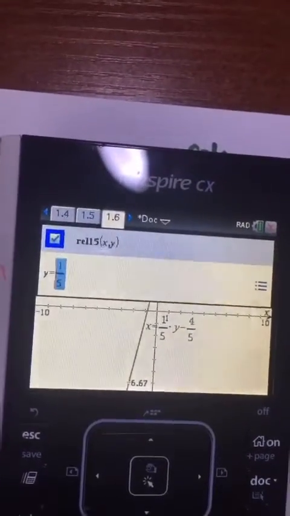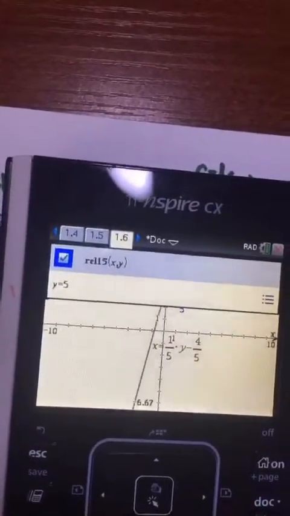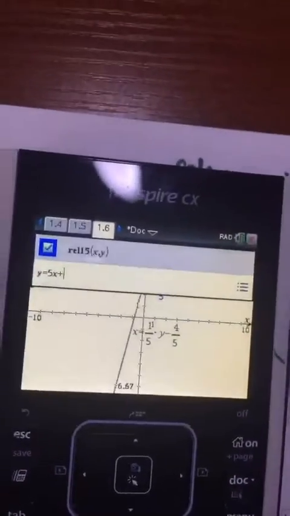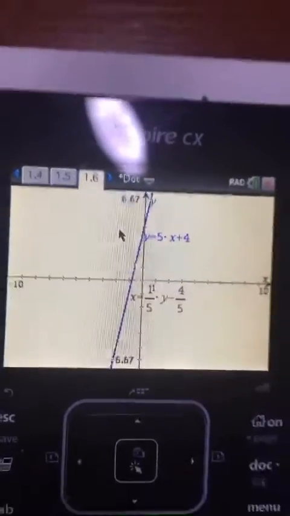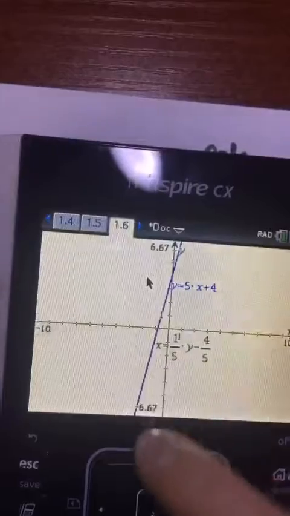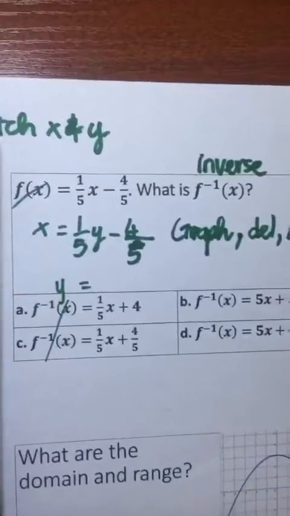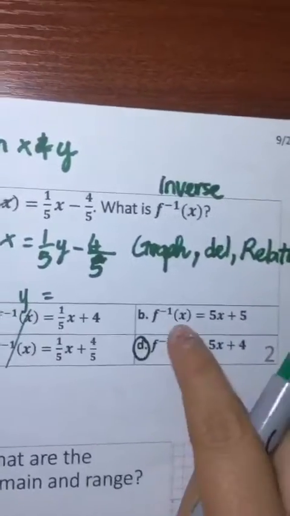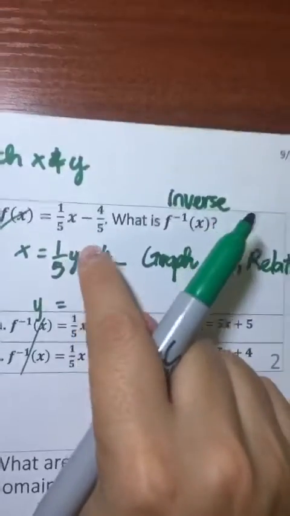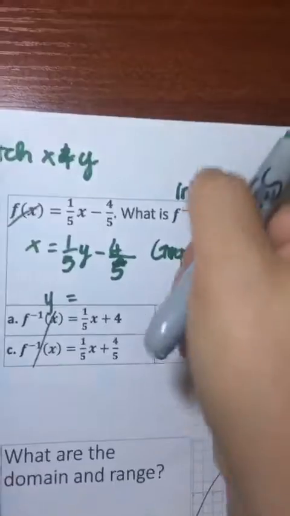I'm gonna start typing the next one in. The next one I'm typing is 5x plus 4. Okay, y equals 5x plus 4. Oh, this line goes over our inverse function, therefore it is the answer. So my answer here is going to be D. The inverse function of 1 over 5 x minus 4 over 5 is 5x plus 4.